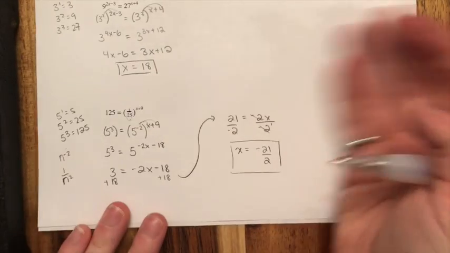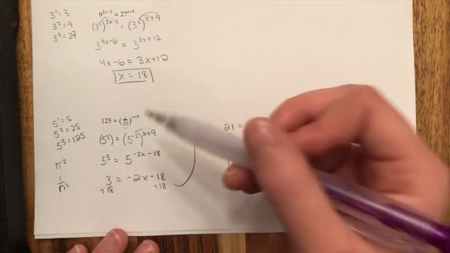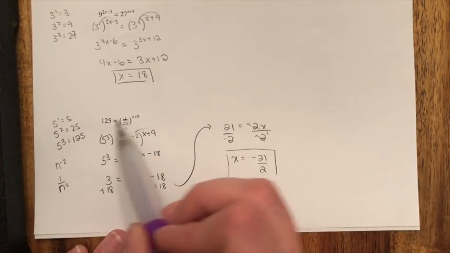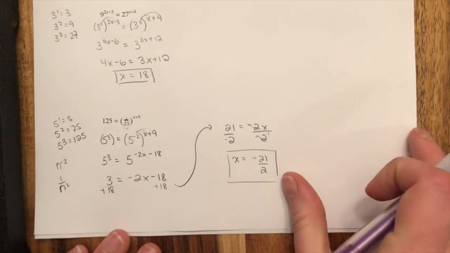Okay, so they're not always super nice numbers, and that's okay. And then to check this, you could actually plug that in for the x and see if these two numbers are equal to each other.